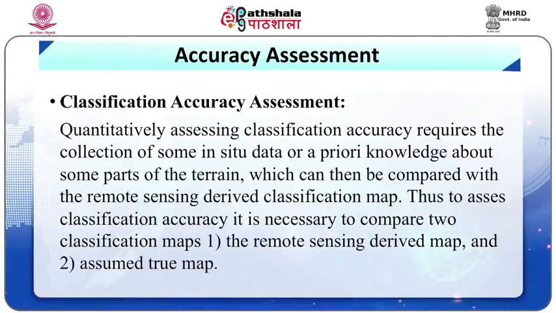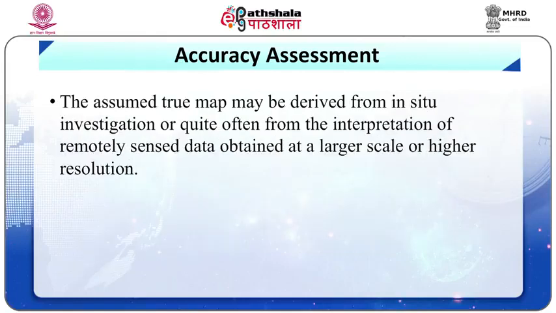Now, classification accuracy assessment. Quantitatively assessing classification accuracy requires the collection of some in situ data or a priori knowledge about some part of the terrain, which can be compared with the remote sensing derived classification map. Thus, to assess classification accuracy, it is necessary to compare two classification maps: the first, the remote sensing derived map, and the second, the assumed true map. The assumed true map may be derived from in situ investigation or, quite often, from the interpretation of remotely sensed data obtained at a larger scale or a higher resolution.